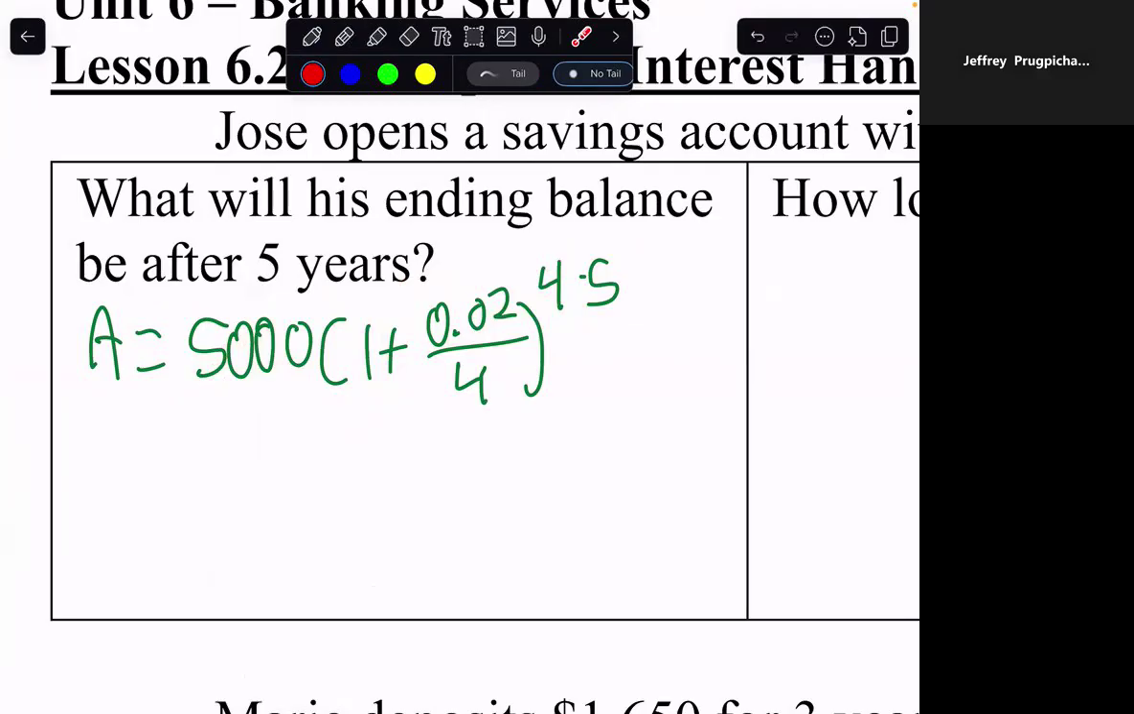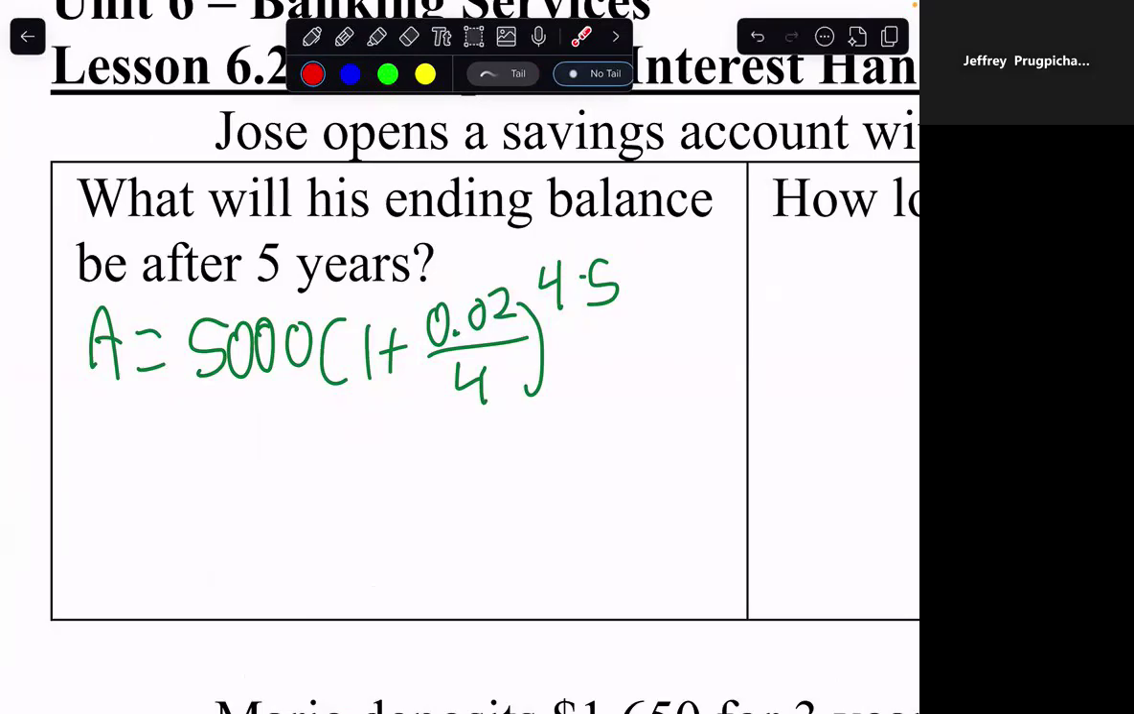Okay, and you also want to make sure your answer makes logical sense, right? So when you start with $5,000, you're not going to end with like $20,000. You're not going to get 5 times your amount of money. So your answer should be reasonable.